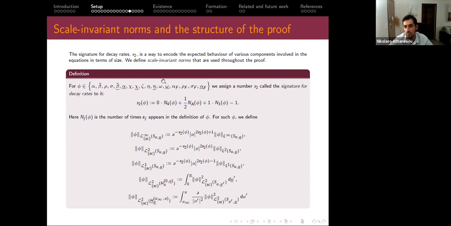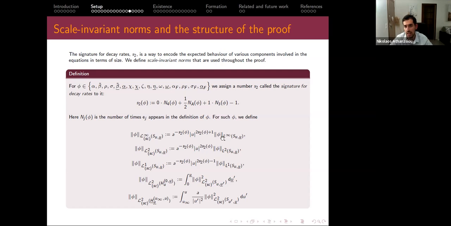The way we do that is, for each Weyl curvature, Ricci coefficient, or Yang-Mills component, we assign a number s_2 called the signature for decay rates. Every time e_4 appears in the definition of one of those, you award it with zero. Every time an angular derivative e_A appears, you award it with a half. Every time e_3 appears, you award it with one point and then subtract one half. For such components, we define the following scale invariant norms carefully. So in L infinity scaled, we have a to the minus s_2 of phi, u to the 2 s_2 plus 1, times the original L infinity norm.